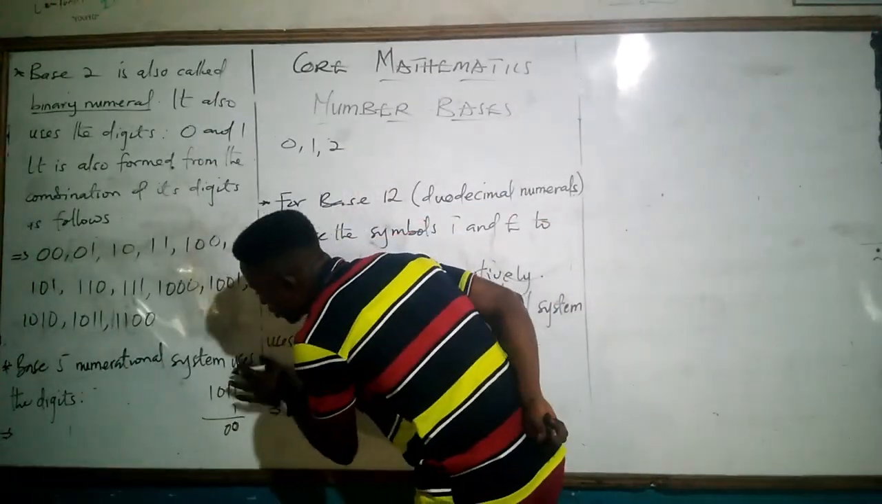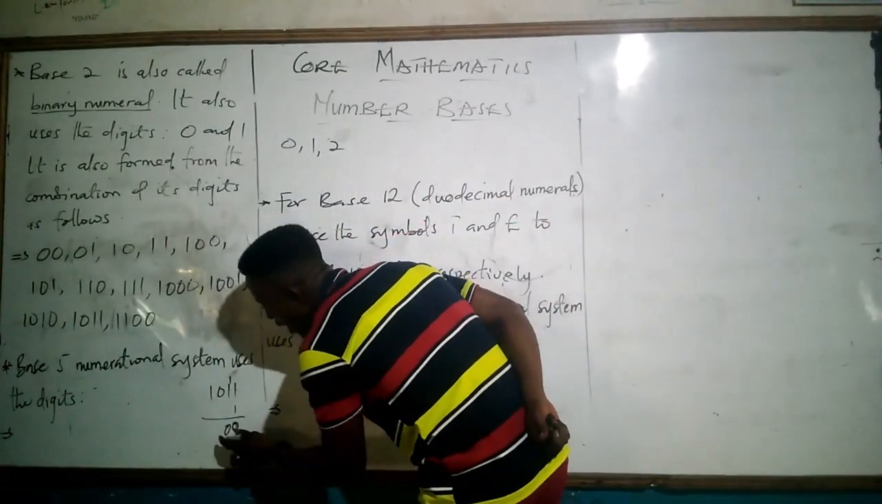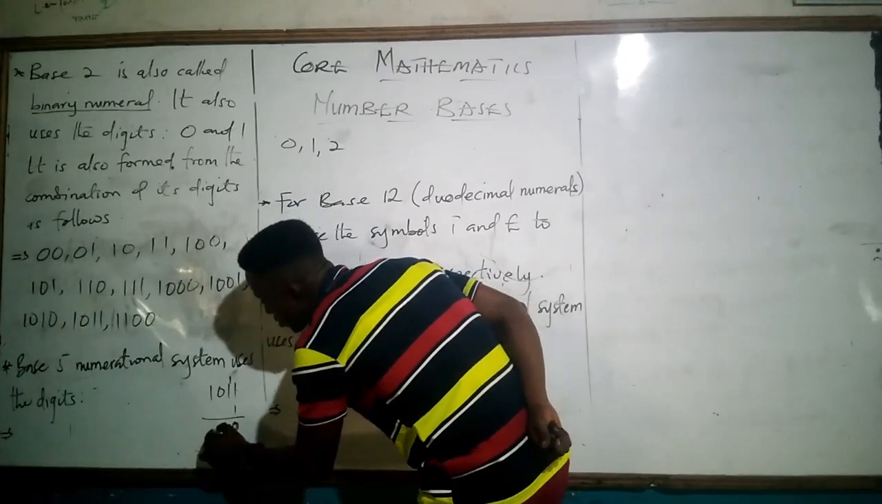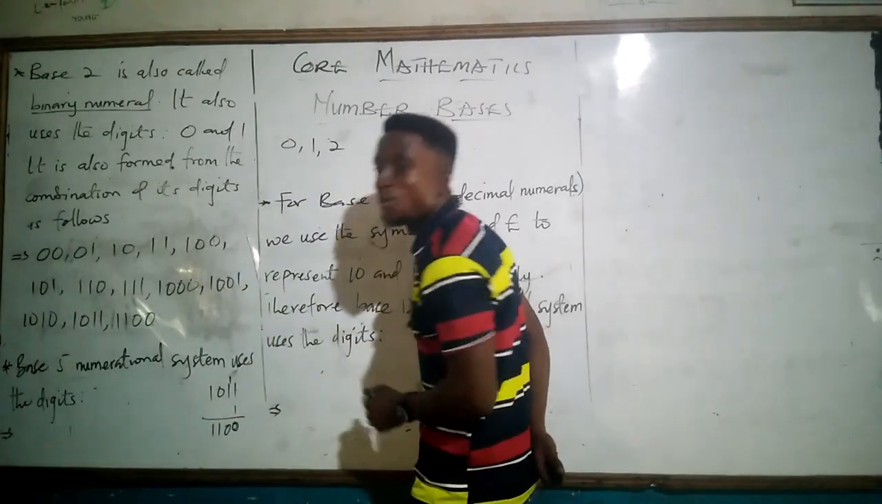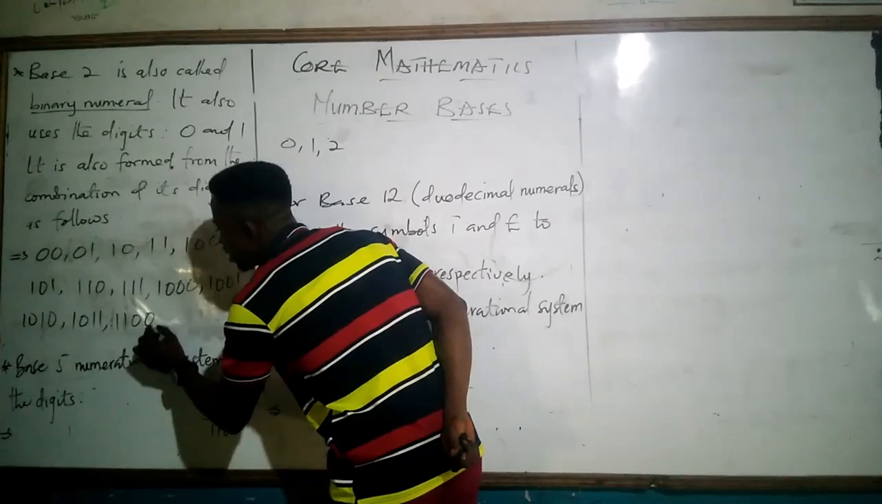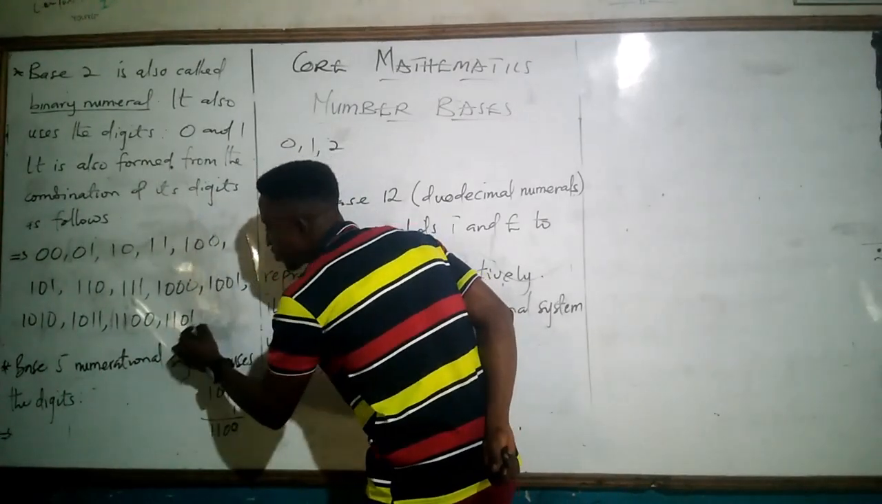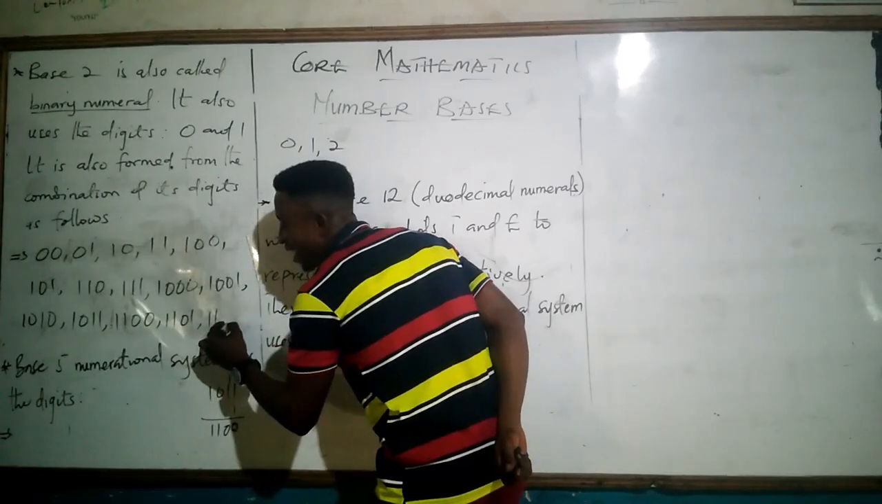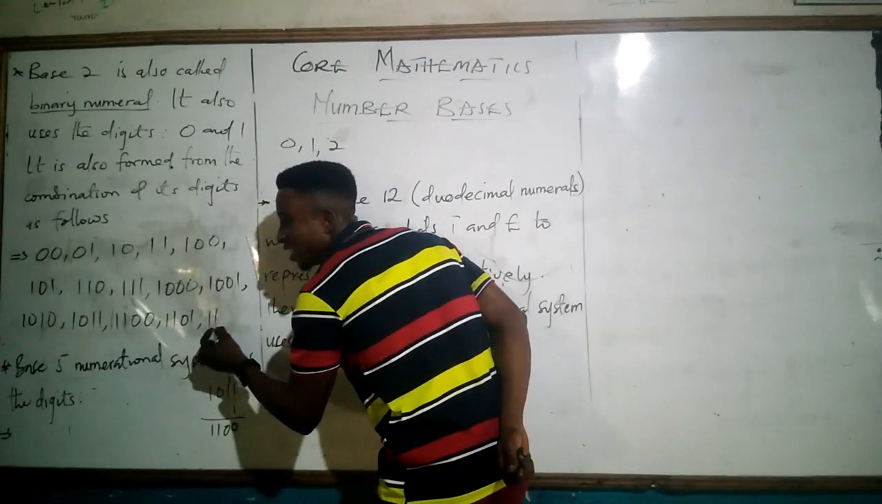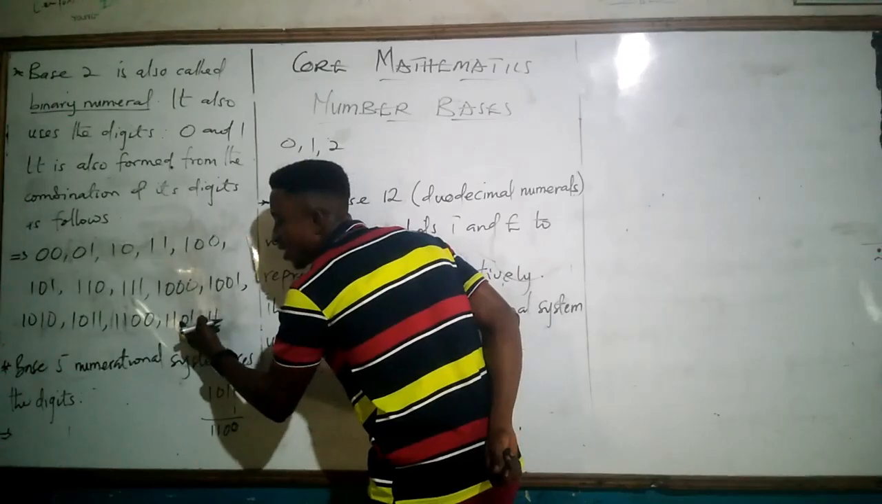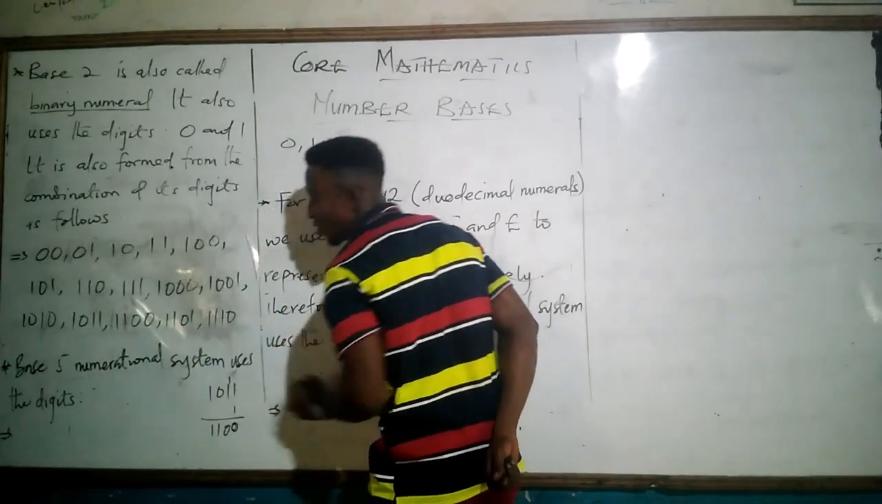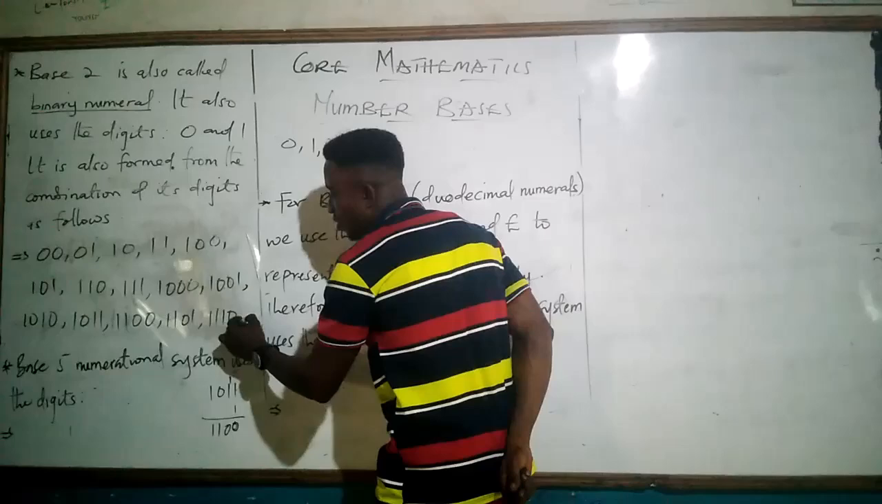So what do we do here? I've added 1. So now adding 1 to this one will get me 1. So I'll have 1, 1, 0, 0. Then the next one will be 1, 1, 0, 1. Then the next one will be 1, 1, 1, 1. So adding 1 to this, 1 plus 1 is 2, I'll have 1, 0, 0, 0, 0. Then it continues that way.